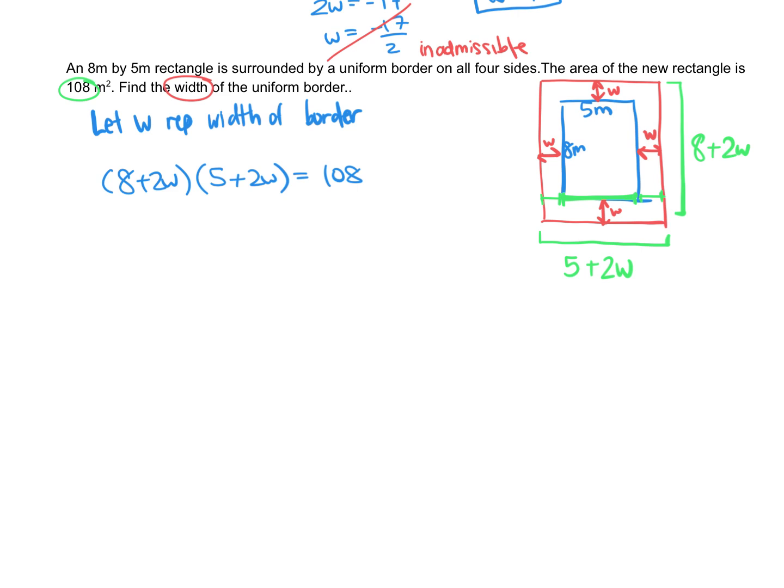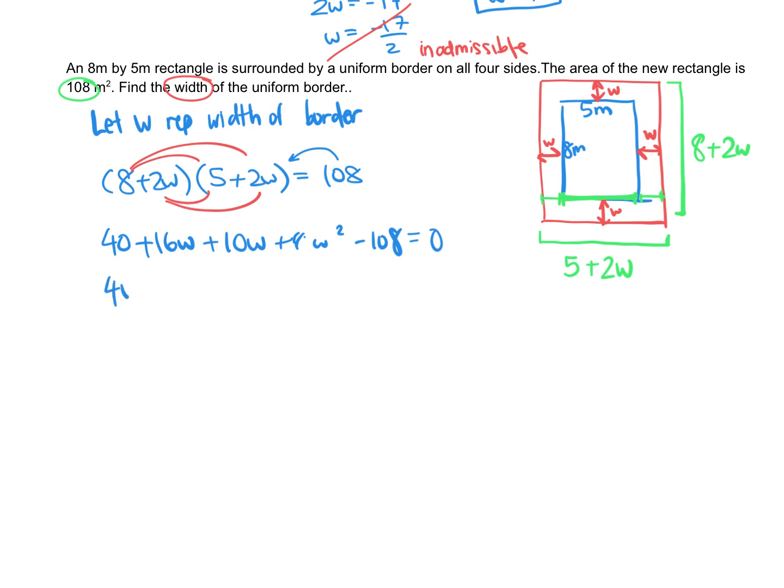I know I need to bring everything over to one side, so the 108 has to move over, which also means I have to do some distribution here to get it into a nice standard form before I factor. So 8 times 5 is 40, 8 times 2W is 16W, 2W times 5 is 10W, and 2W times 2W is 4W squared. And then the 108 moves over, and now the other side is 0. Now let's collect our like terms. So we have the 4W squared, the W's collect to 26W, and then 40 minus 108 is negative 68.